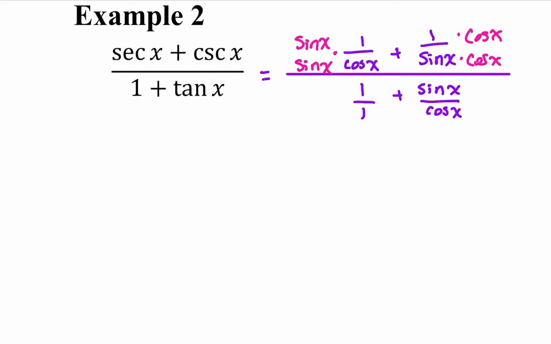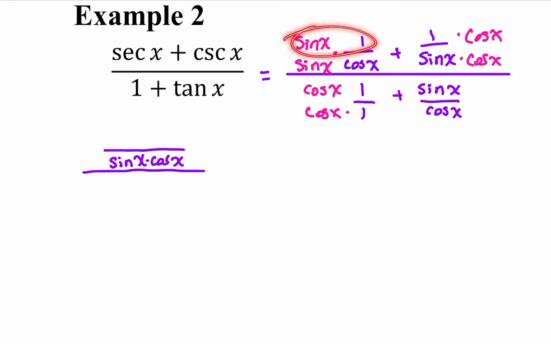Similar idea on the bottom, except we've got a 1 on the bottom. So really all we need to do is bring the cosine over here, right? If I multiply both sides, the left side by cosine, that's going to give me a common denominator that I can actually work with. So in the top of this fraction, we knew that we had sine, cosine on the bottom.